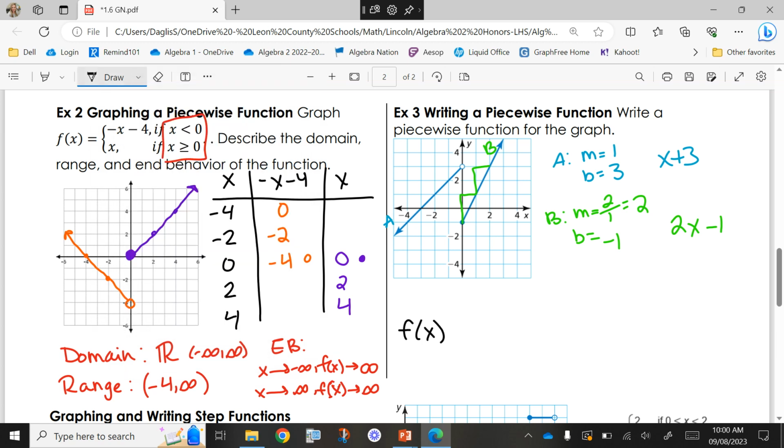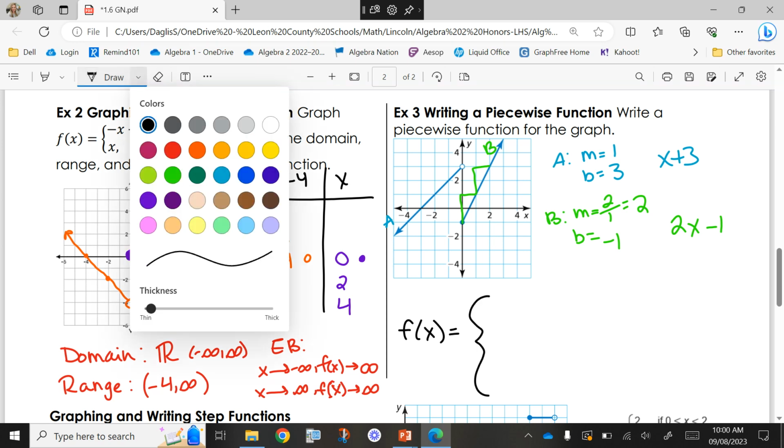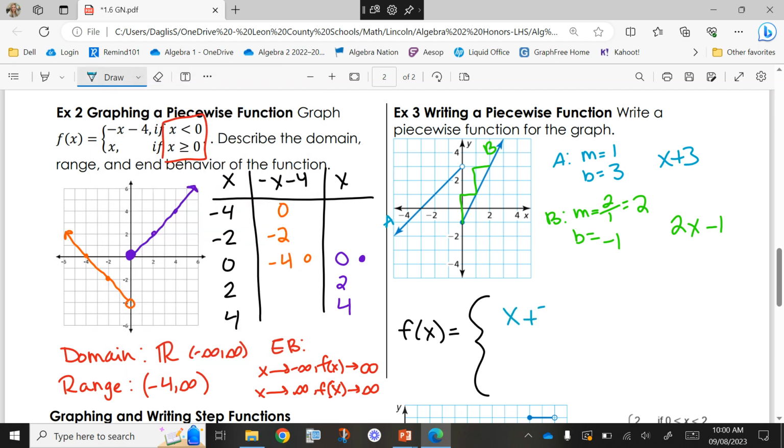Okay, so here we go. My function, f of x equals. We have our first line, which is x plus 3. And where is that? That's only existing if my domain is what? What x's are on that first line A? Right here. If my x's are less than 0. Good. How come we're not equal to 0? It's an open dot. Beautiful.